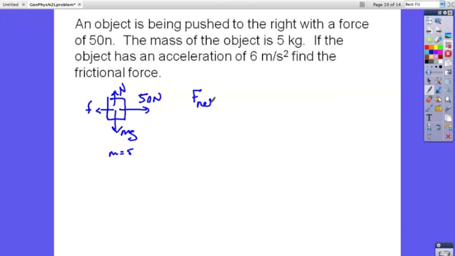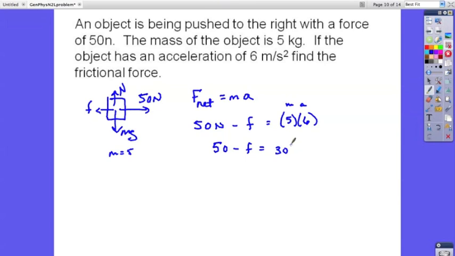Write Newton's second law. Replace F net with the forces. This is positive, this is negative. So 50 newtons minus the frictional force equals, and the mass is 5 kilograms, and the acceleration is 6 meters per second squared. That's ma. So 50 minus F equals 30. And I'm going to move my F over there, and I'm going to move my 30 over there, and so it's going to give me 50 minus 30 equals the frictional force, and the frictional force must be 20 newtons.